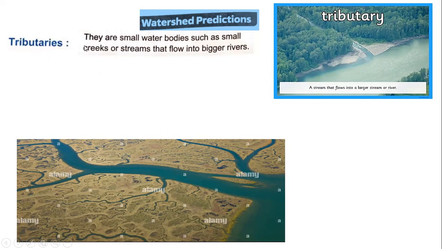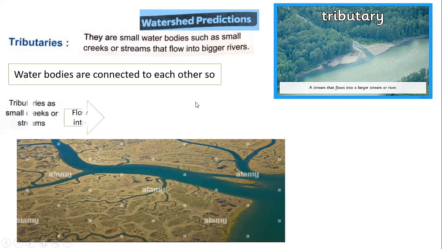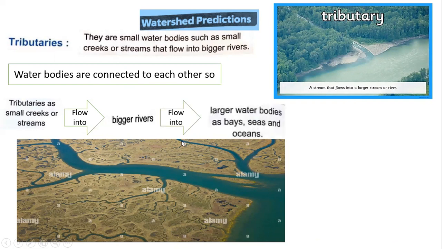Tributaries. They are small water bodies such as small creeks or streams that flow into a bigger river. Water bodies are connected to each other. طب يلا نشوف بقى التشين ده هيبقى ازاي في سلسله. Tributaries as small creeks or streams flow into bigger rivers, and bigger rivers flow into larger water bodies such as bays, اللي هي الخلجان, seas and oceans.